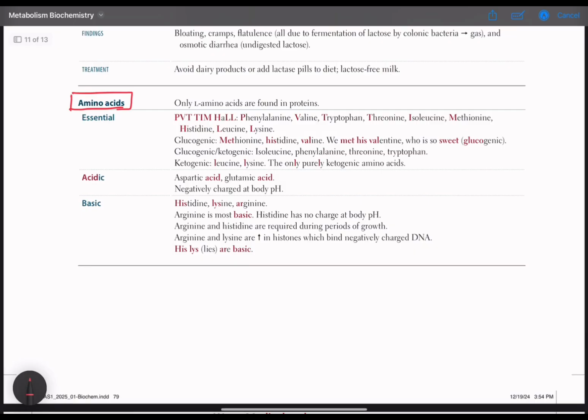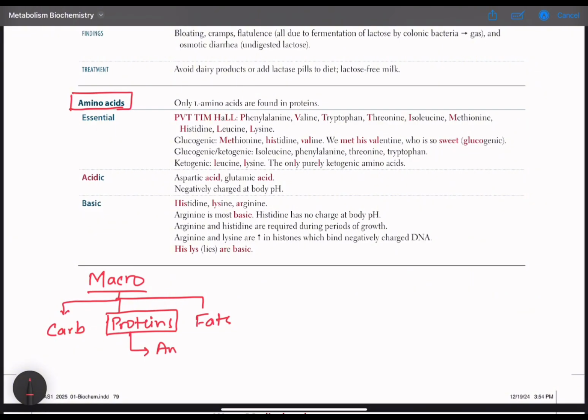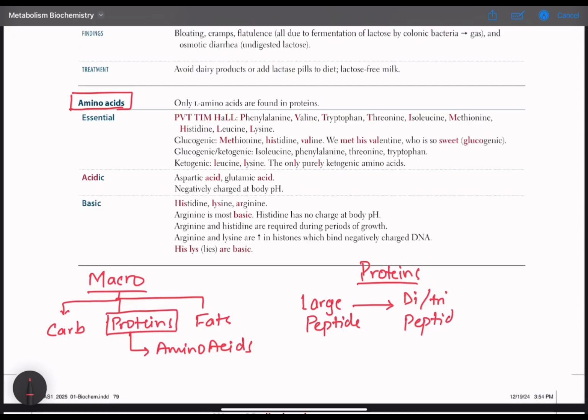Amino acid is the building block of proteins. The foods we eat generally lie in one of the categories of macronutrients like carbs, proteins, and fats. The building block or the monomer of proteins are amino acids. Proteins exist in such a way that they consist of large peptides, which are the polymers. They are then broken down into smaller peptides or di or tripeptides, and they are further broken down into individual amino acids. So this was about amino acid.